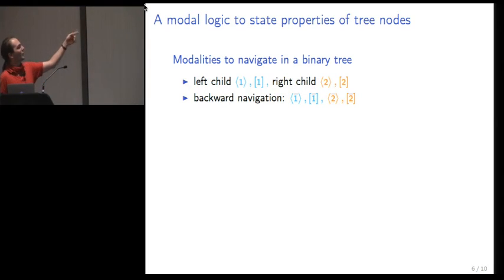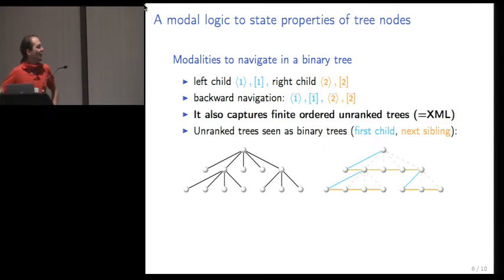So for example, diamond 1 phi means I have a first child and it satisfies phi. Square 1 phi means if I have a first child, it satisfies phi. And I can also navigate backwards with the converse modalities. So it works in binary trees. Here we have n-ary trees, but it also works because the nodes are ordered, and so we can represent such an n-ary tree as a binary tree by using first child, next sibling as the two modalities.